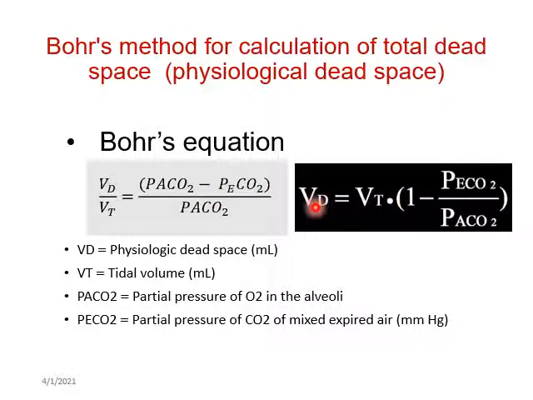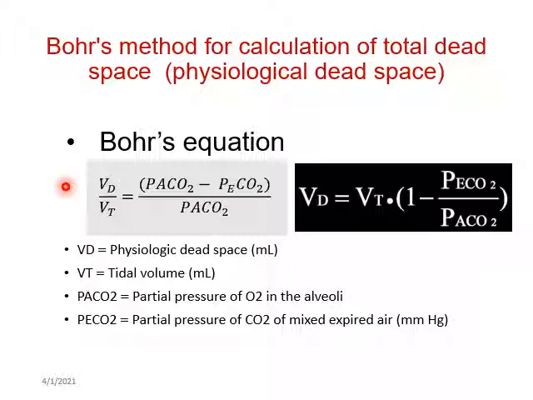Now, the problem with this equation mainly is that sometimes it is very difficult to sample the alveolar air. And then if we have, for example, a mismatch between ventilation and perfusion, the amount of CO2 in the alveoli as well as in the expired air is going to be diluted. So it's not going to be an accurate measurement of the dead space in case we have mismatch. This is good enough if the physiological dead space is equivalent to the anatomical dead space, meaning that there is no alveolar dead space.